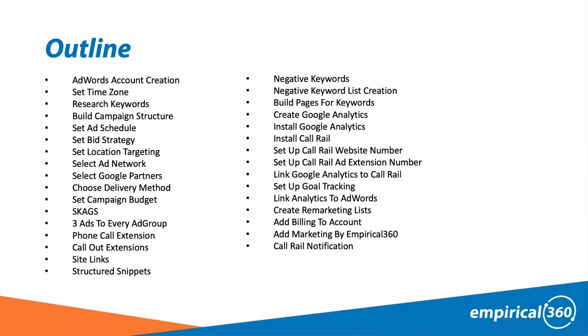And then the last few steps here are add billing to the account. There's a funny little note there to add marketing by Empirical360. We like to take credit when we can. And then CallRail notifications for our clients. That's just literally something specific to make sure that they're getting notifications on all their calls coming in.